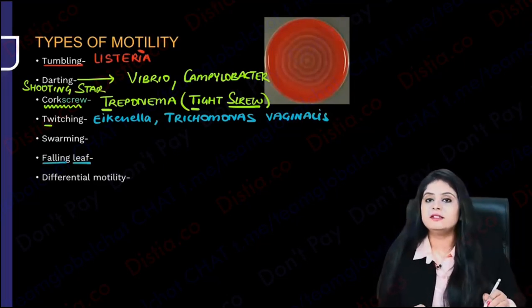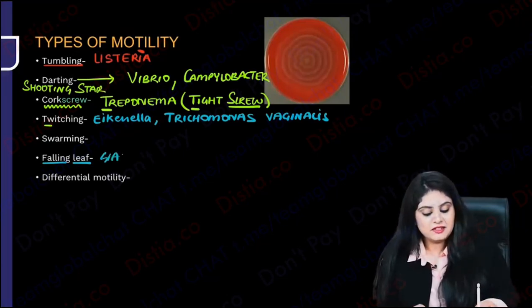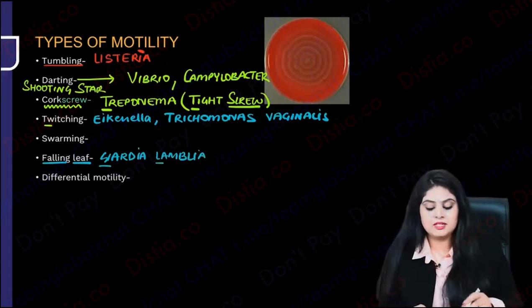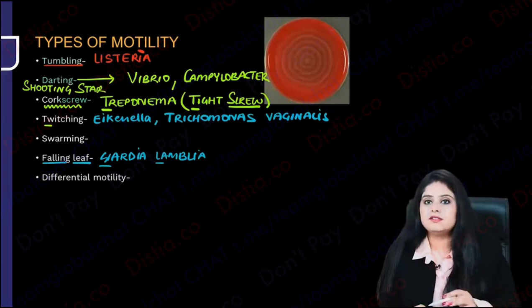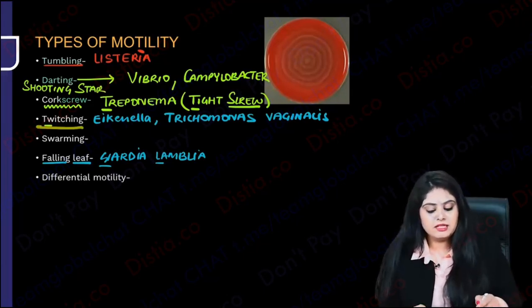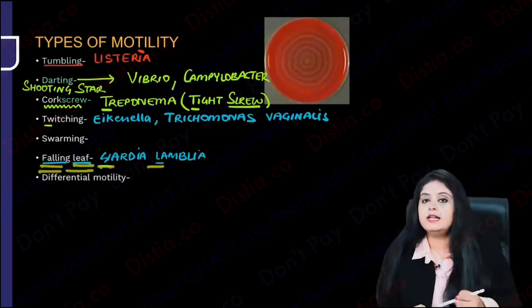Falling leaf. Who is the falling leaf? Falling leaf is G for Giardia and leaf for Lamblia. Falling leaf is going to be Giardia lamblia. Repeat everything so far, because after this I'll tell you some advanced concepts. Tumbling is going to be seen in the tipsy Listeria. Darting is very, very fast shooting star seen in Vibrio and Campylobacter. Corkscrew, the one that looks like a tight screw, that is T for Treponema. Twitching is primarily seen in Trichomonas, also in Eikenella. Falling leaf is Giardia lamblia.